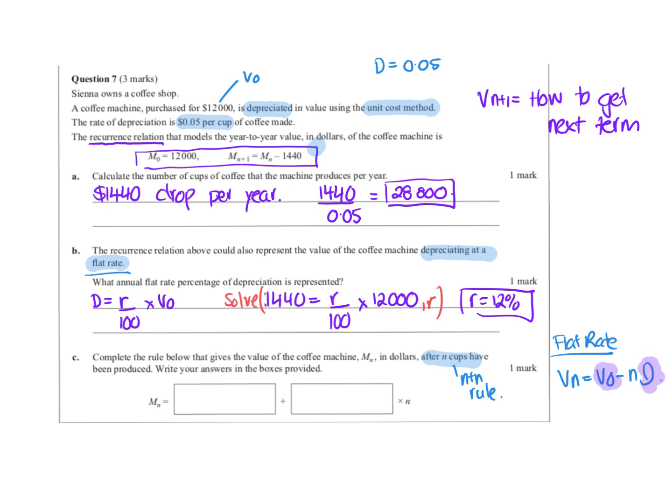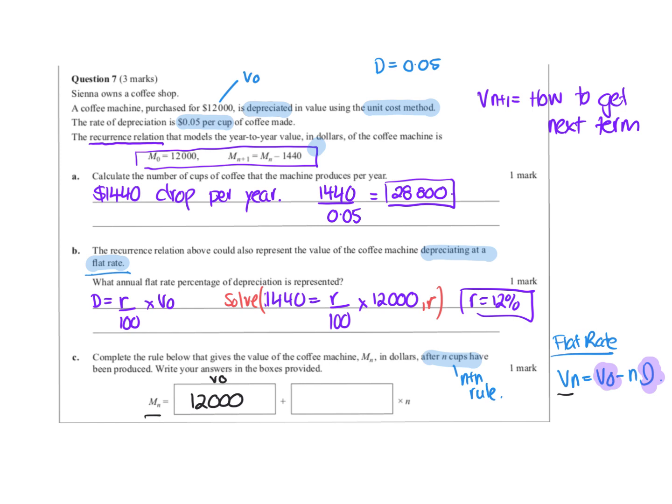That means you need to write them out, or you need to substitute it in when you're doing that. So here you can see they've left the blanks. They're using Mn instead of Vn. So the first number is going to have our V0. What's V0 in this instance? Yeah, good. So we just have to put 12,000 in there.